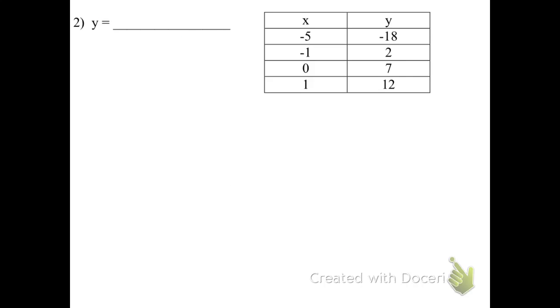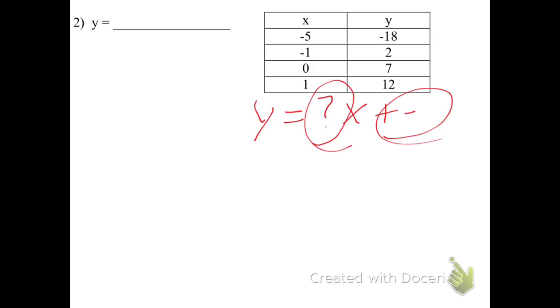Let's move on to number 2. So this one's a little bit different. Notice that we don't start with an equation. We start with just the table. So from this table, we need to make some observations and then use that to write an equation. Now your equation is going to be like y equals something times x plus or minus some other number, right? So we need to figure out what these two numbers are, right here and right here.